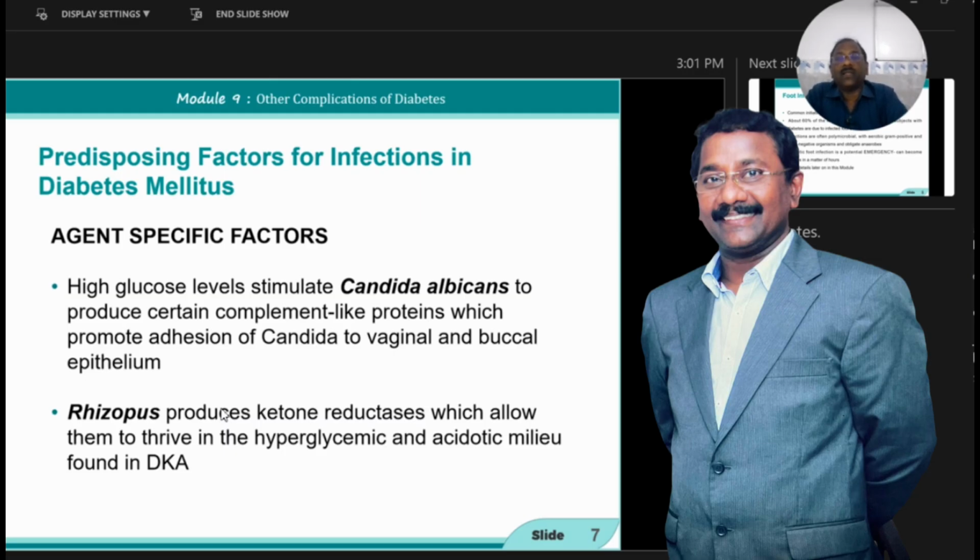They produce certain complement-like proteins which promote the adhesion of the Candida to the vaginal and the buccal epithelium. Rhizopus produces ketone reductase, which allows them to thrive in the hyperglycemic and acidotic milieu found in DKA. So the Candida albicans and the Rhizopus, these two are very opportunistic infections, very common in diabetics and also in HIV positive individuals because of the low immunity levels.